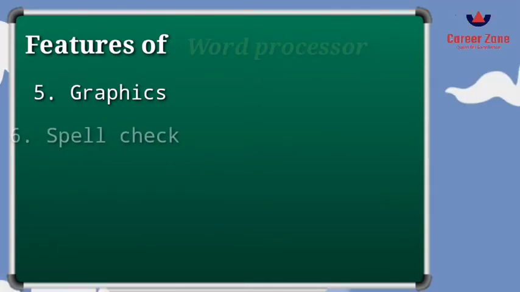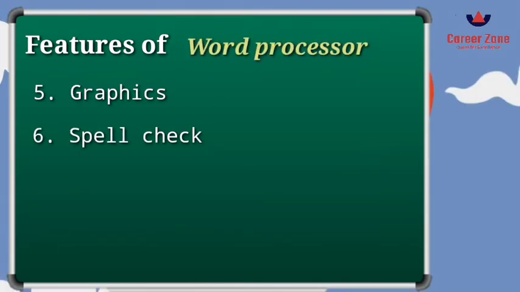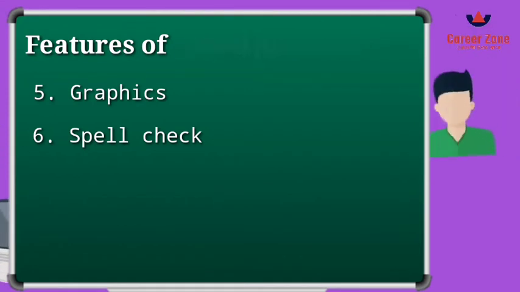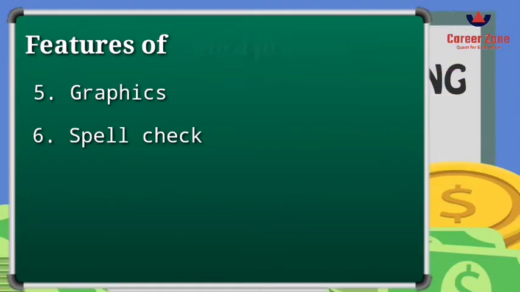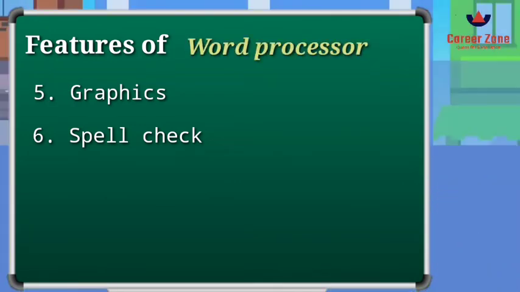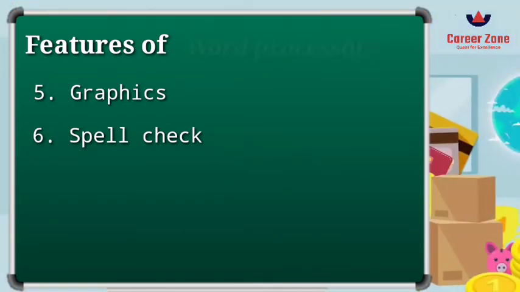Then the sixth one is the spell check. If you have made any kind of mistake, there is a spelling check feature which gives you automatic correction of the words. It will suggest different words which are correct in place of what you have typed incorrectly. So you can take the suggestions and apply those to your document.